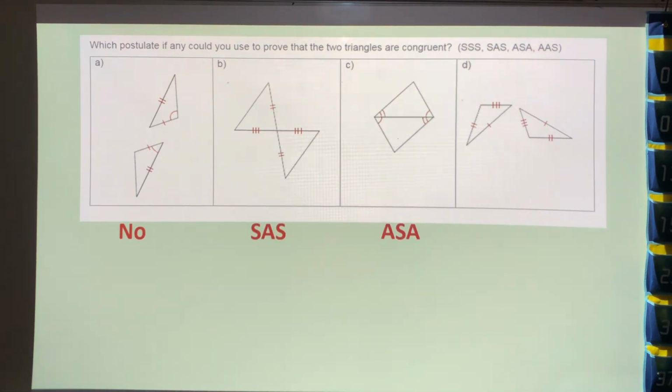If we look at C, we see we have two congruent angles and they have a shared side. And that shared side would make this congruent by angle side angle. If we look at D, we notice both triangles have three congruent sides each. So this would be an example of side side side.